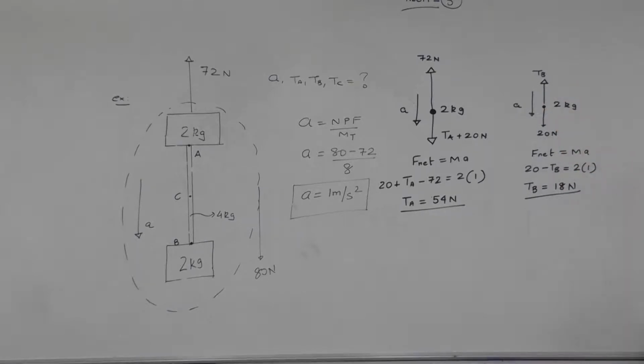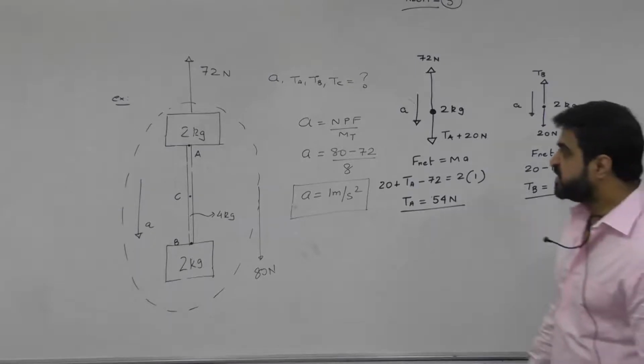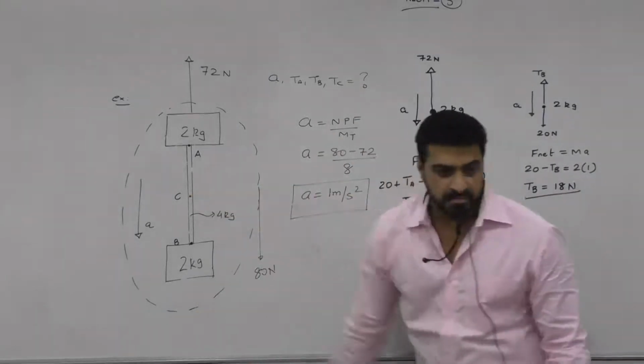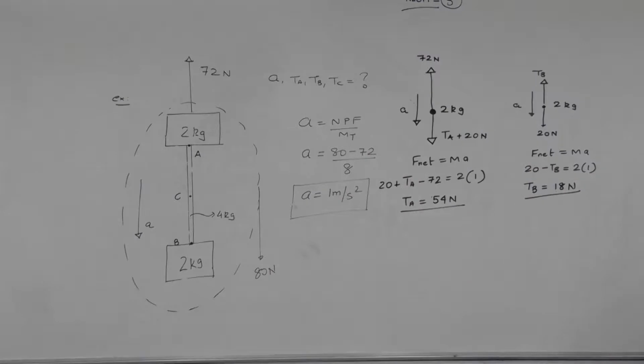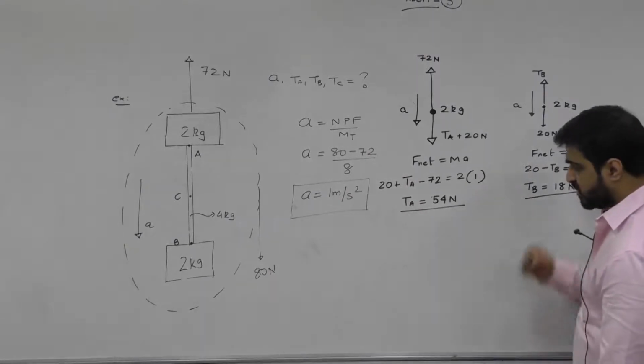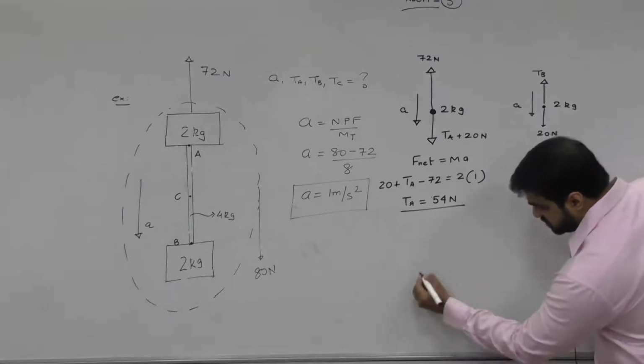Getting it now? Now to find TC, cut the rope at C. Pay attention to this. This is the most important thing. If I cut the rope at C, it will become how? See, this is 2.